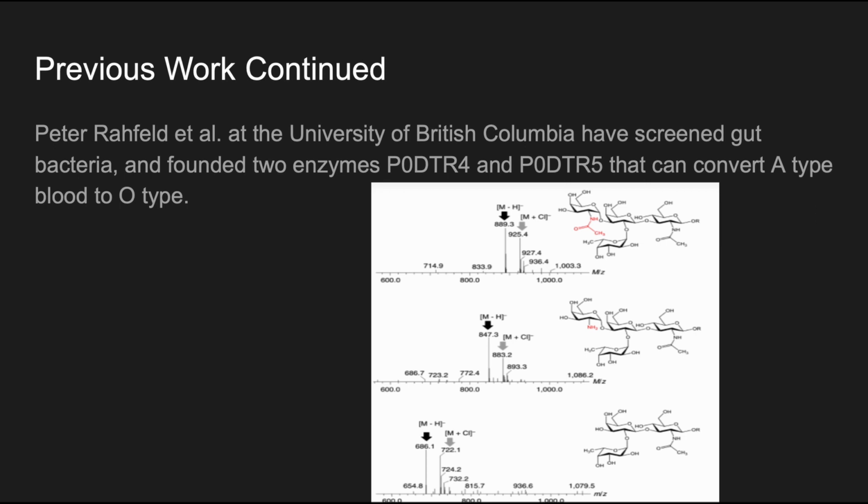Peter Raffeld and associates at the University of British Columbia have screened gut bacteria and found two enzymes, PODTR4 and PODTR5, that can convert A-type blood to O-type. We hope to use dynabeads functionalized with these proteins in order to develop a more physically realized blood conversion system.